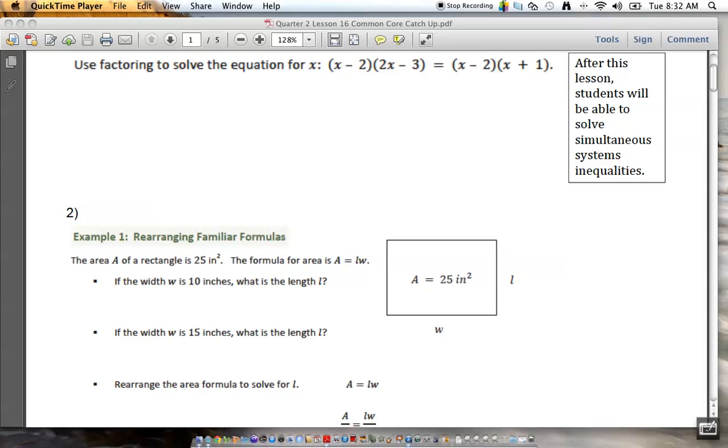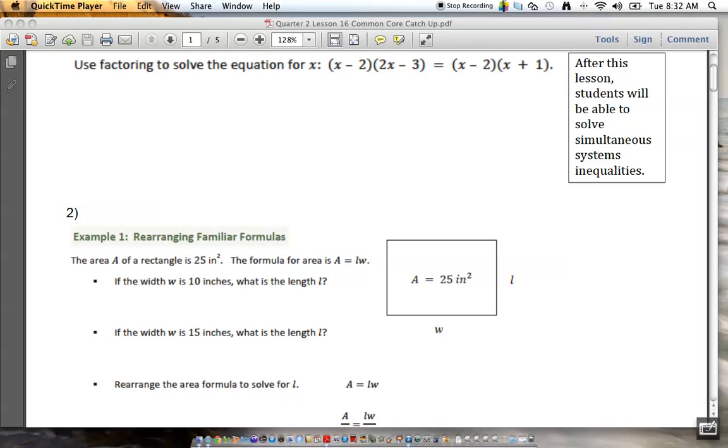I don't know why they ask you to use factoring. You don't even know how to factor yet, but you don't really need factoring to do this. Did anybody double distribute both sides? And then did you notice the x squareds went die-die? Right? There's an easier way to do it.